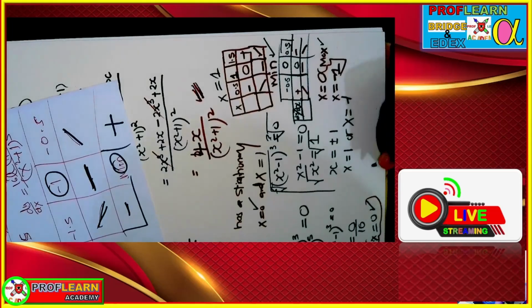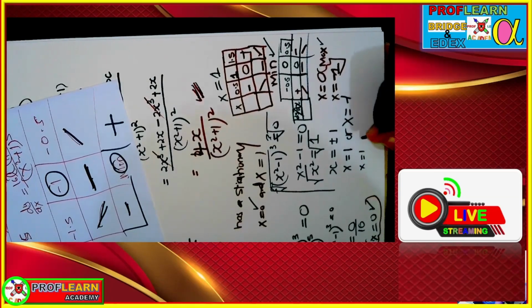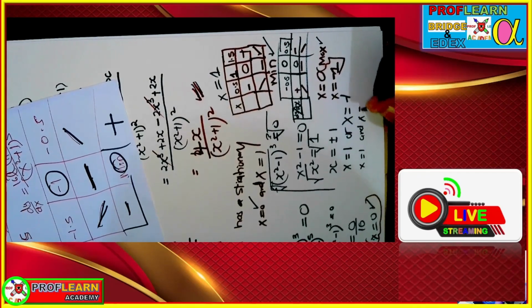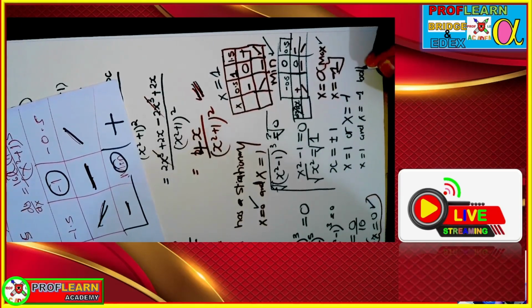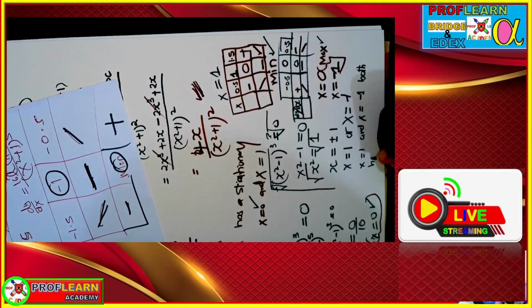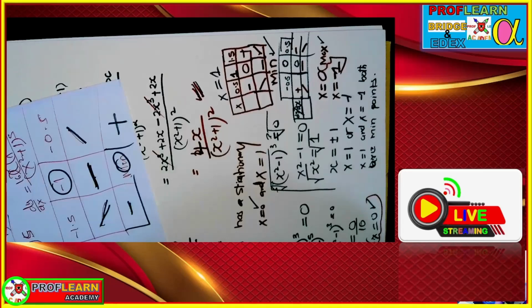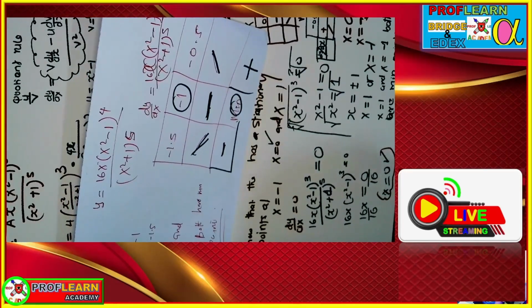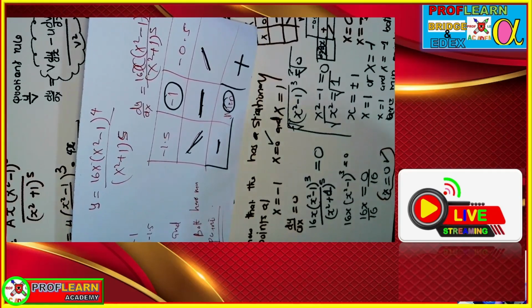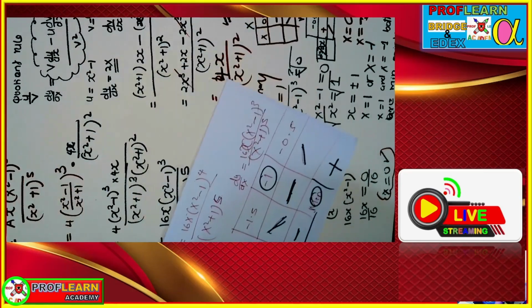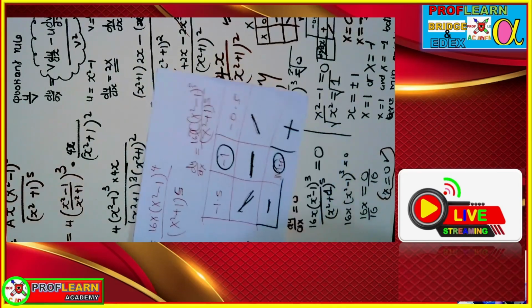So we can say x is equal to 1 and x is equal to -1 are both minimum points. So that's how you are to conclude in this particular question. The nature of those two points are both minimum points.